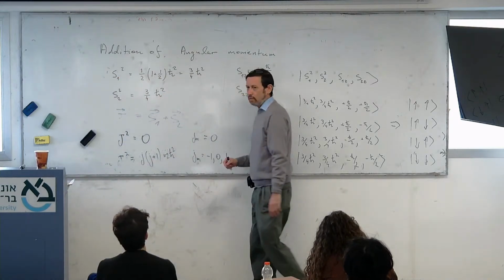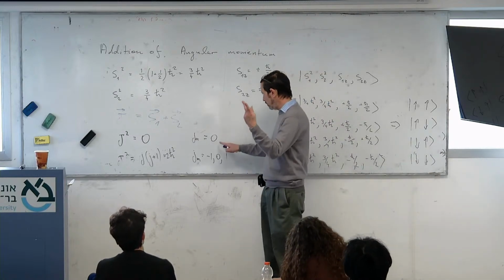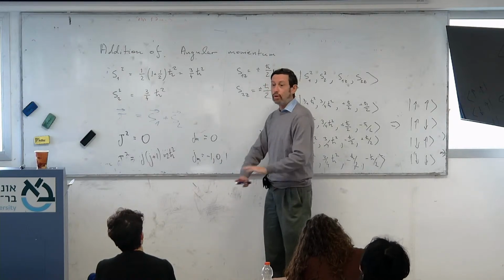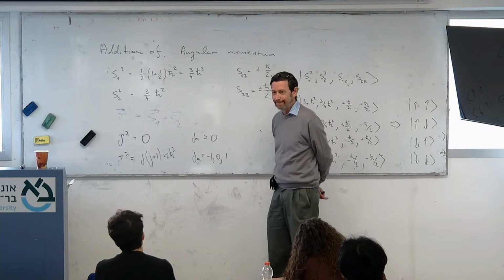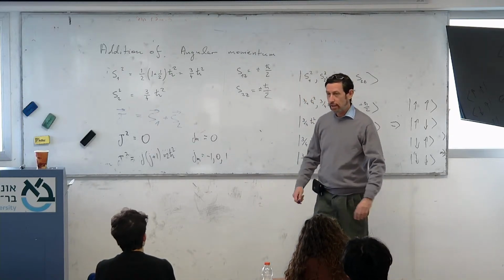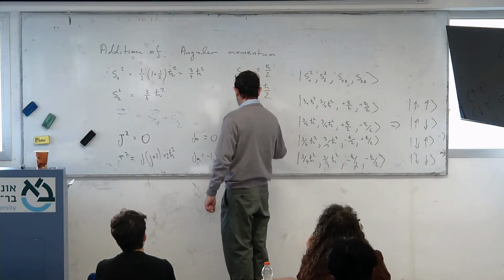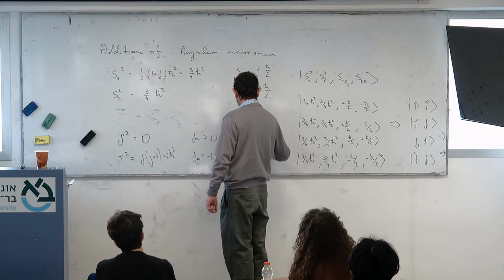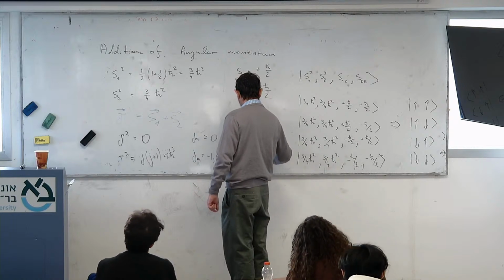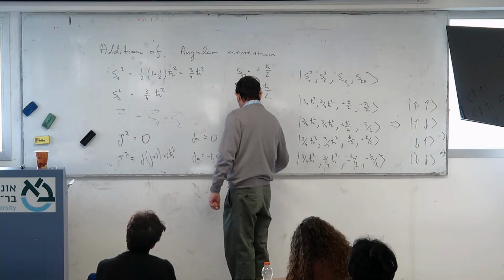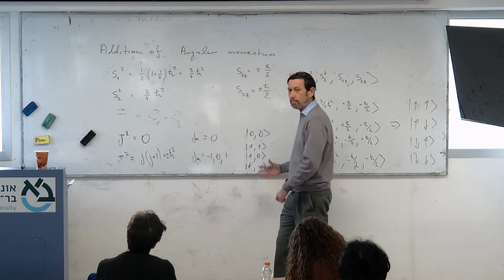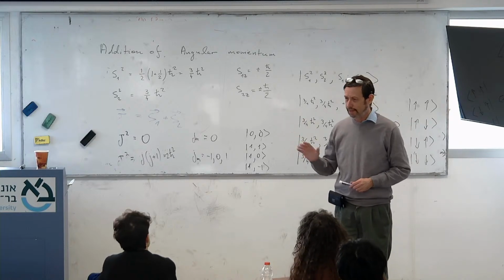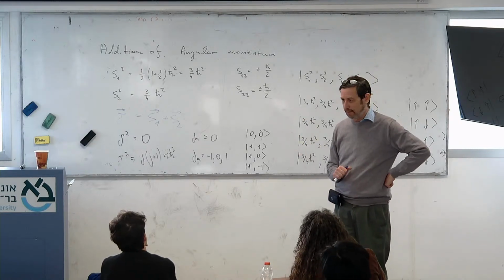Now I pull up my hand and say 1, 2, 3, 4. I have all the states in the basis. So I can write this state as a 0, 0 state, and here I have a 1, 1 state, a 1, 0 state, and a 1, minus 1 state. That's my basis in this language. It's 4. I didn't change the size of the Hilbert space.